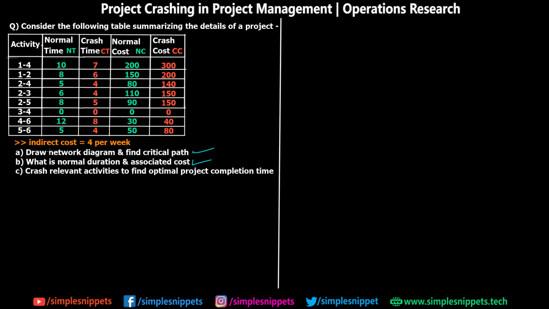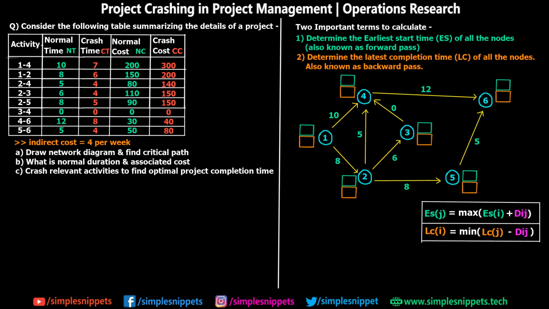So let's start off with step number 1, that is drawing the network diagram and finding the critical path. Okay, so as you can see on the right hand side, I have already drawn the network diagram because I'm assuming that you already know how to draw this network diagram. But if you don't, it is pretty basic.